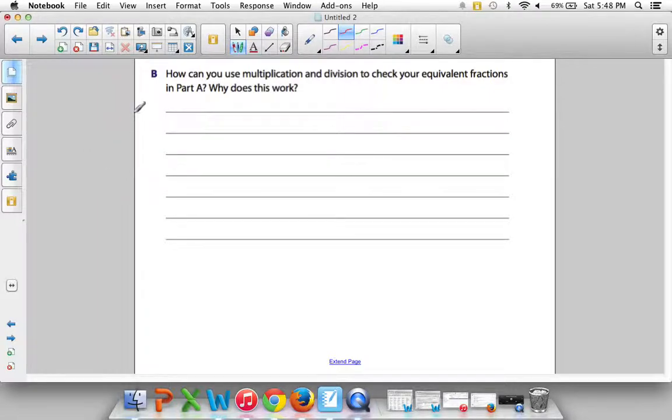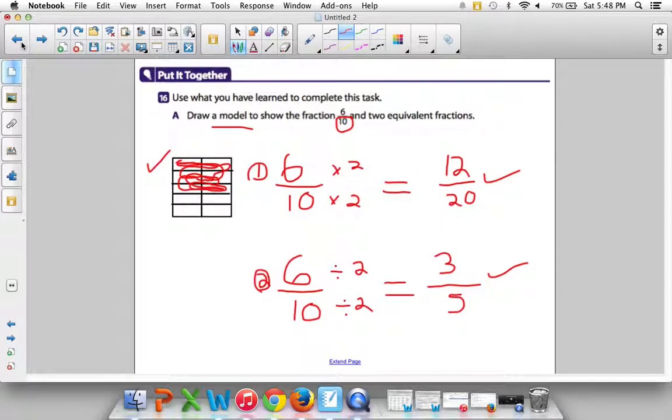How can you use multiplication and division to check your equivalent fractions in Part A? Why does this work? Well, we already did multiplication and division. Perhaps they wanted us to do the whole thing in models. Well, that's not really a problem, because we can make models out of all of this.